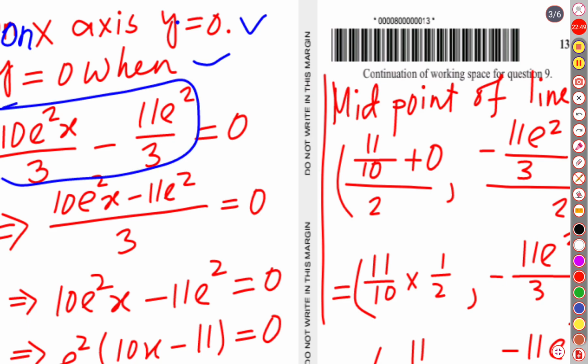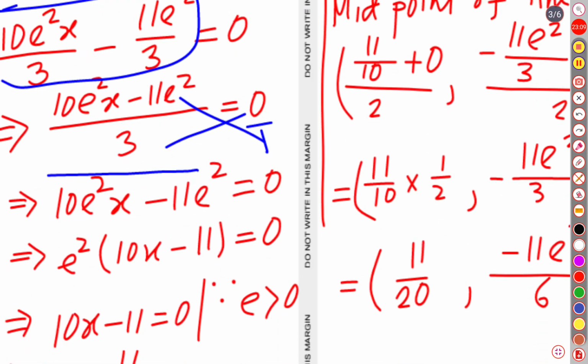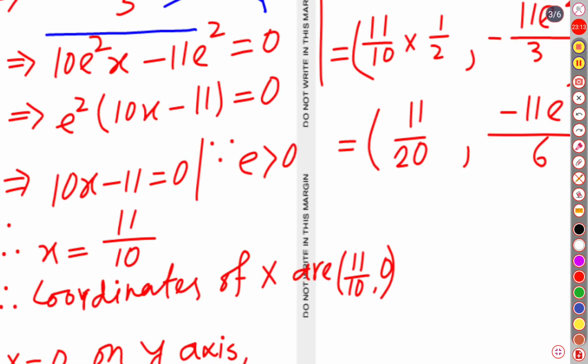Okay, if we simplify, what will happen? We can combine both the functions. So 10 e square x minus 11 e square, then by doing cross multiplication, it is actually 0. On the left side there is 1, so if we multiply by 1, it will be 10 e square x minus 11 e square is equal to 0. Then from both of the quantities, we can take e square as common. So we have taken e square as common, and what remains is 10x. We have written here 10x minus 11.